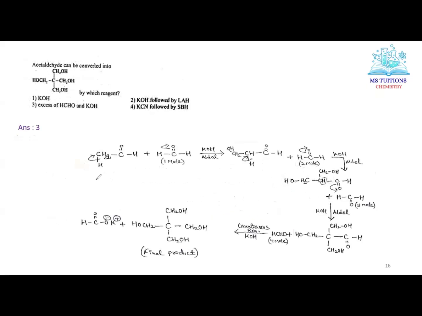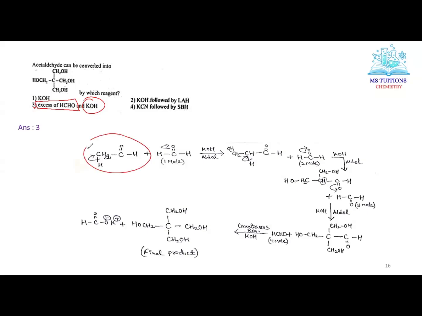Also, acetaldehyde can be converted into this compound by which reagent? Out of the following, which one, if we take it with acetaldehyde, will give this compound? That is the question. See here, we have taken formaldehyde, and another mole of formaldehyde here. So the answer is 3: excess of HCHO and KOH.